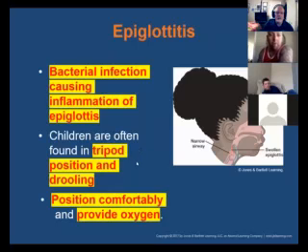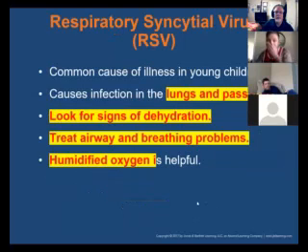Okay, you find these kids in the tripod position and drooling. They can't swallow, and they're generating massive amounts of secretions, and they can't swallow them. And we have to be careful about doing anything to get the secretions out of there, or we can make the problem even worse. So we'll talk about that when we get to that chapter here in a few weeks. Transport them in a position of comfort and provide oxygen. That's all we can do, pretty much.